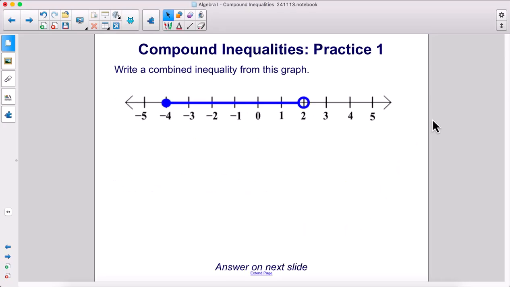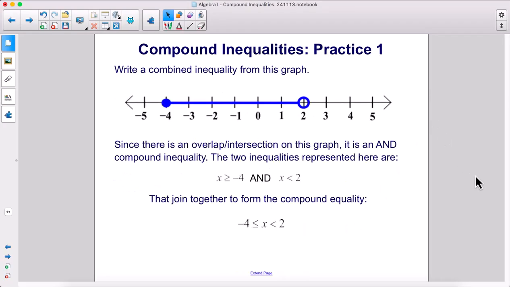Write a combined inequality from this graph. Since there's an overlap on this graph, it is an AND compound inequality. The two inequalities represented here are x is greater than or equal to -4 and x is less than 2. So we can rewrite it like this: -4 is less than or equal to x is less than 2.